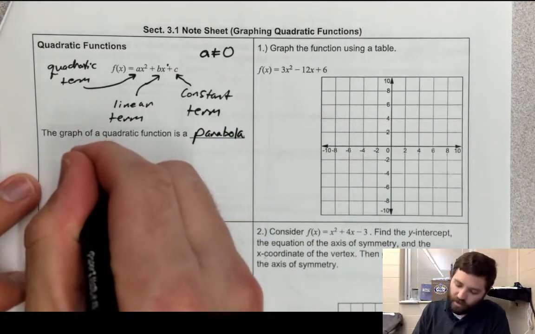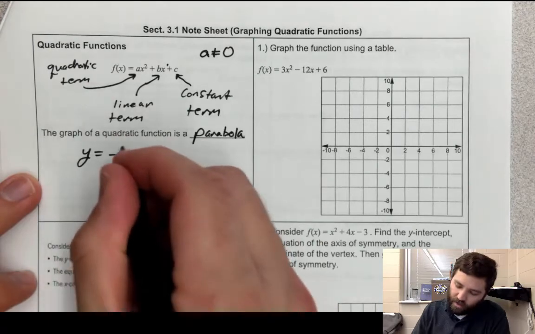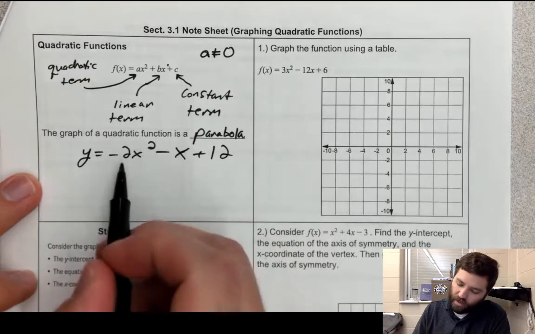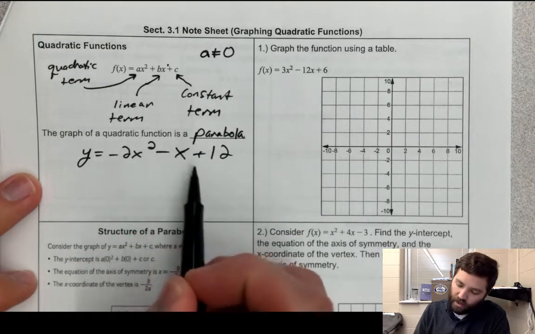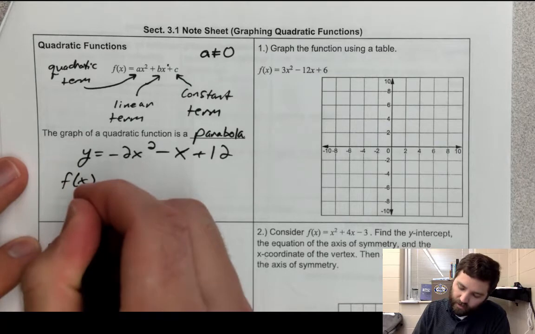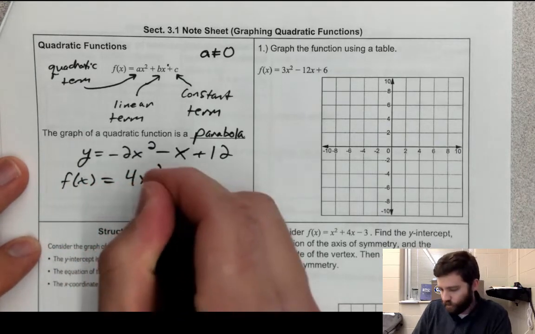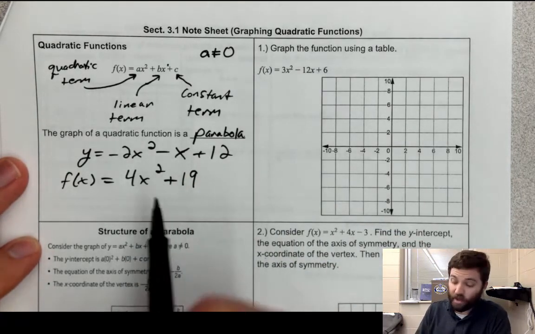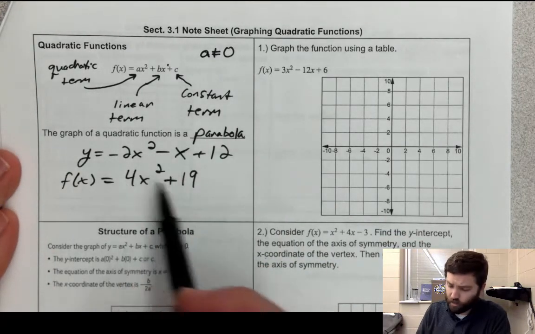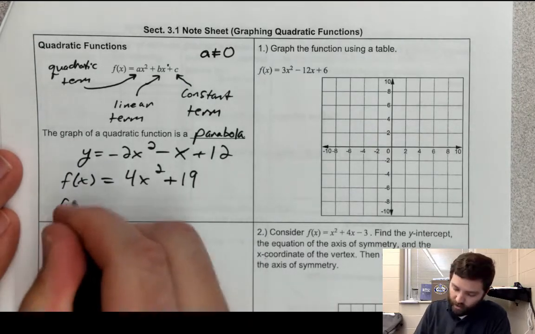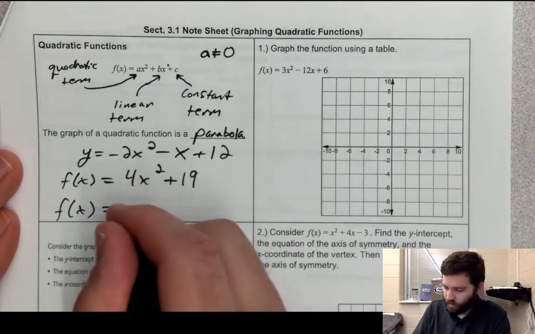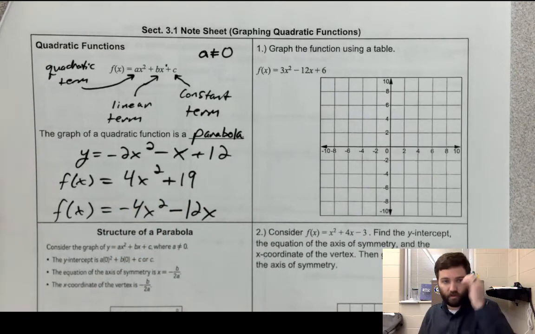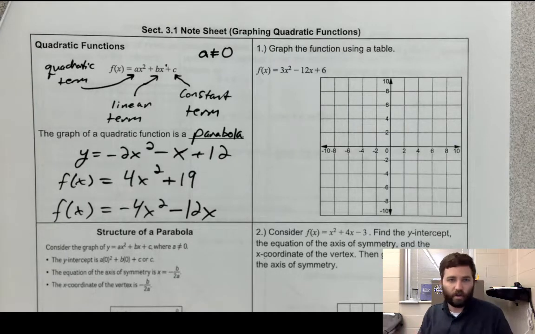These functions could take all different forms. Maybe you have something like -2x squared minus x plus 12. Then a would be -2, b would be -1, and c would be 12. Maybe you have something like 4x squared plus 19. That would be a quadratic function, and in this one, b would be 0, a would be 4, and c would be 19. You could also have something like this, where c is 0. So maybe you have -4x squared minus 12x, and that's it. Those would all be quadratic functions. They will all graph parabolas.